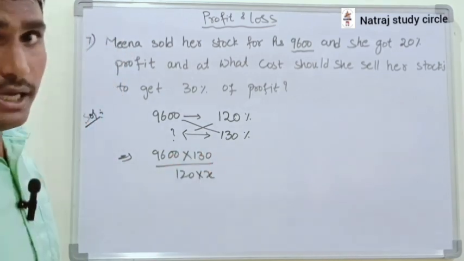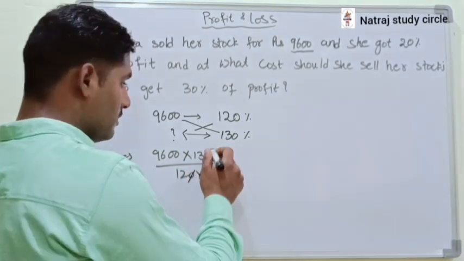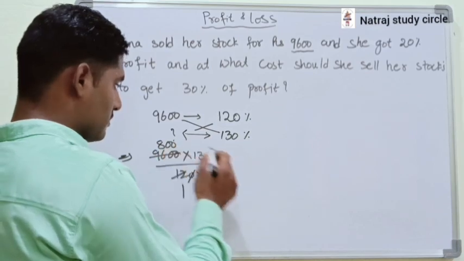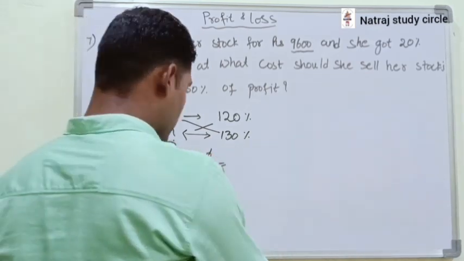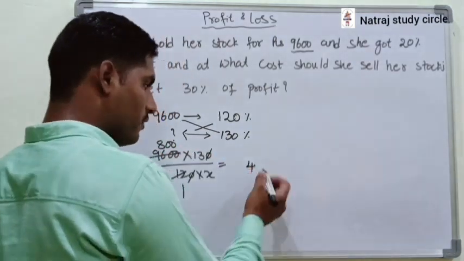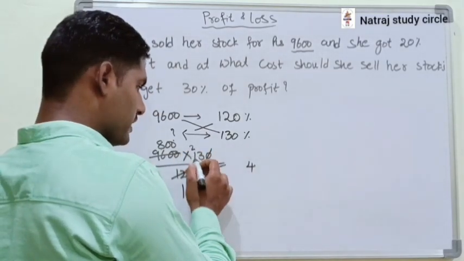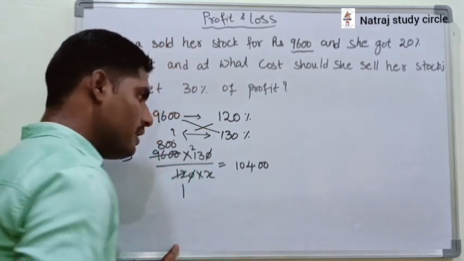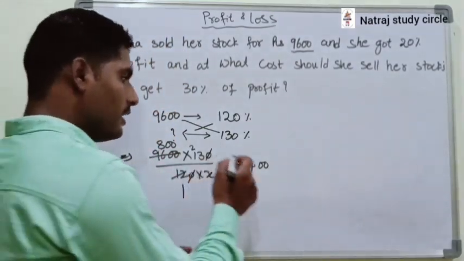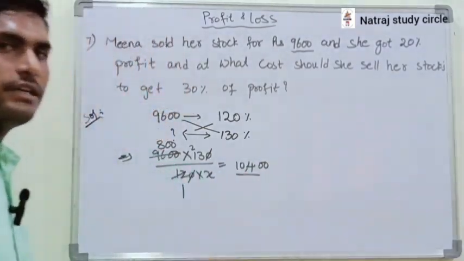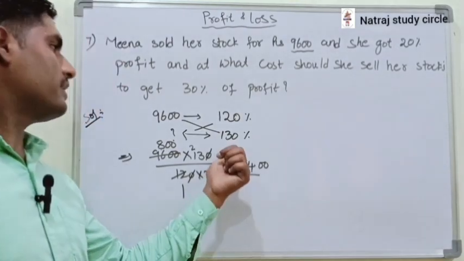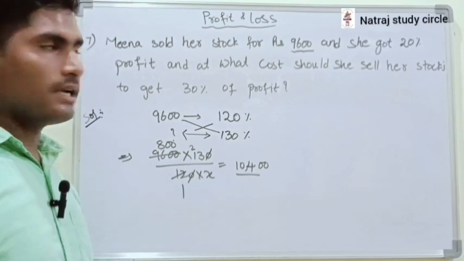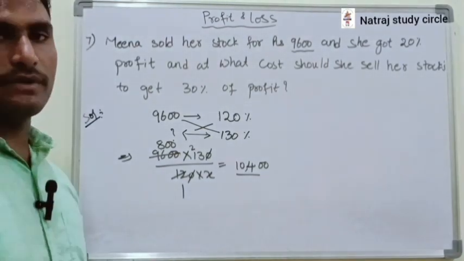Okay, into x. So here we get 12,800... 8 threes are 24, 2 eights are 16 plus 2, 10,400. So she has to sell her stock for 10,400 to get 30% profit. Okay, clear? Yes, clear. Now next go to the 8th question.